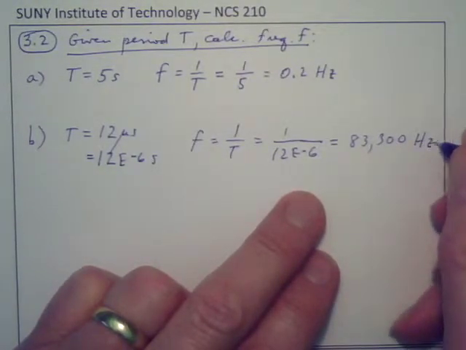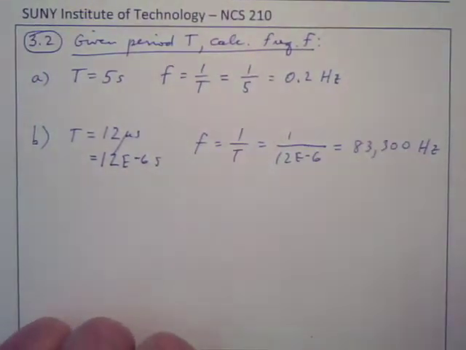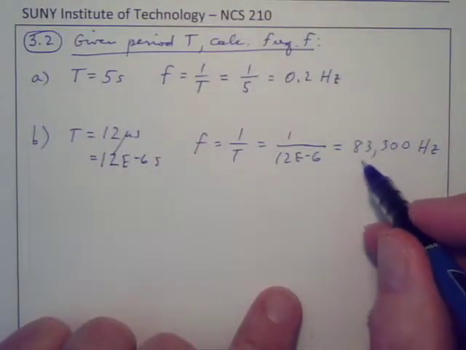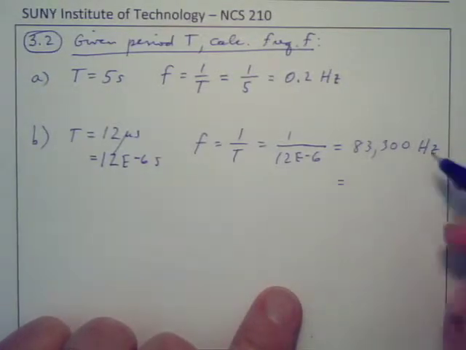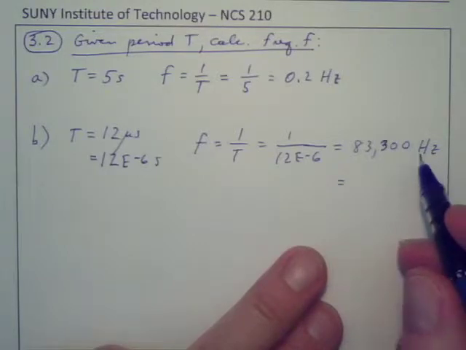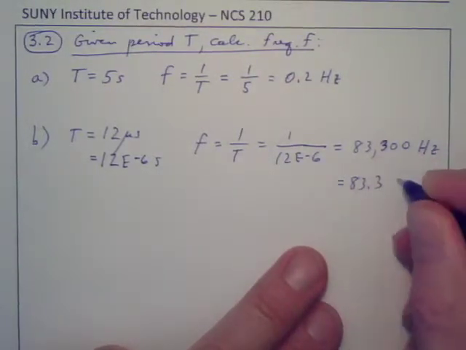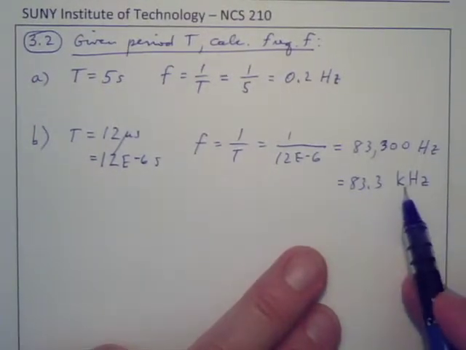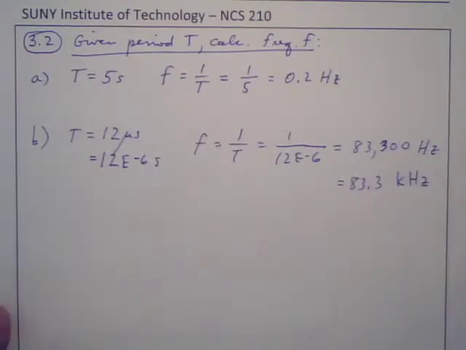The answer on this one is going to be hertz, because I converted the period into seconds before I plugged it in. I'm not going to write 83,333. I'm just going to keep 3 digits of precision here, as a general rule for this course. I can then move the decimal place over 3 places and get 83.3 kilohertz. Kilohertz means thousands of hertz, 83,000 hertz, which is what I had there.